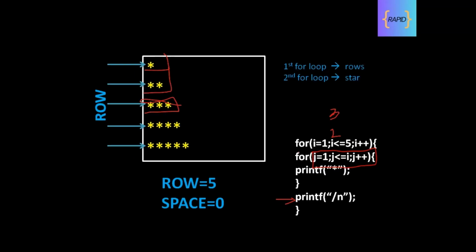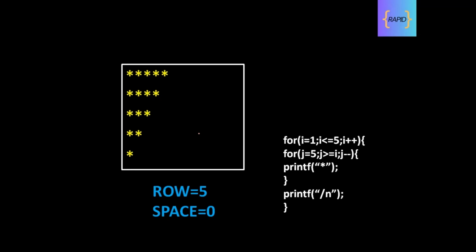And let me give you one hint. The only change for this program is the condition over here. Only this condition will be changed and the rest of the program will be the same as it is. So just try and come back. So see, we have spaces 0, we have 5 rows, and see the program. And I mentioned that only this part is changed here.